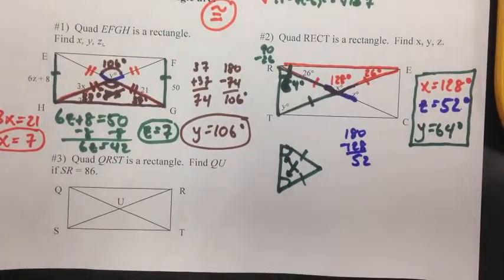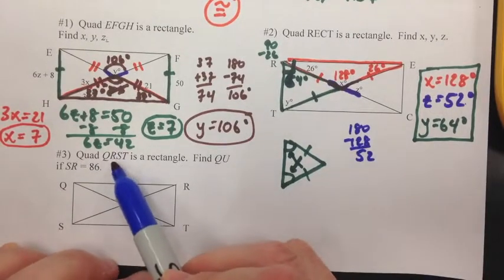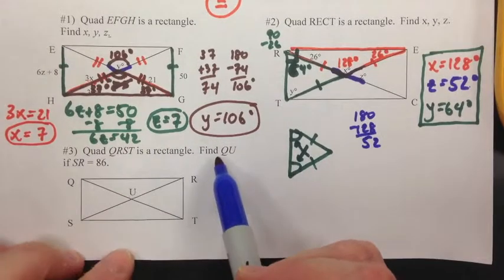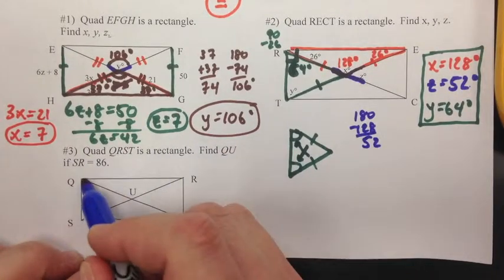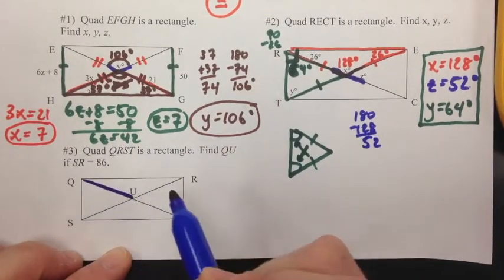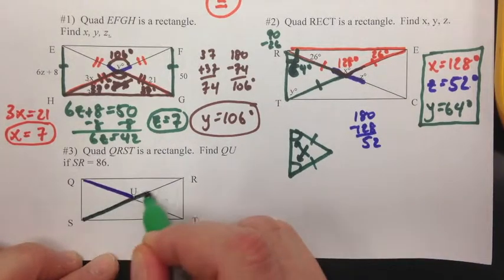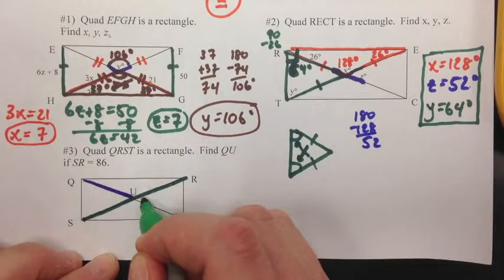Now number three is a little bit different. Quadrilateral QRST is a rectangle. Okay, we need to know that. Find the length of QU. QU is here if SR is 86. So SR is this whole thing. That whole thing is 86.